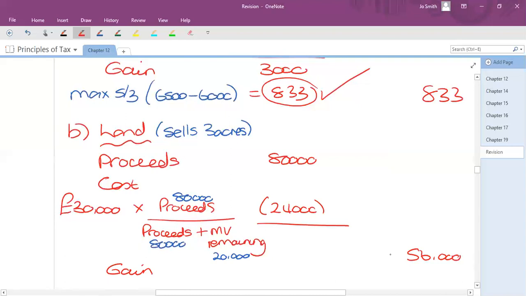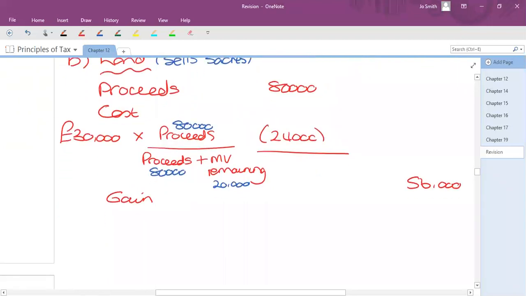And if you were asked what the remaining acres cost will be, well, it'll be the rest of that 30, won't it? If I've allocated 24 here, then the other 6 of the cost will be allocated to the next disposal. Then we've got the antique vase.